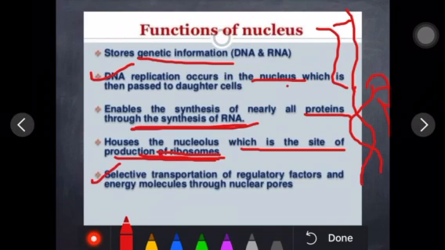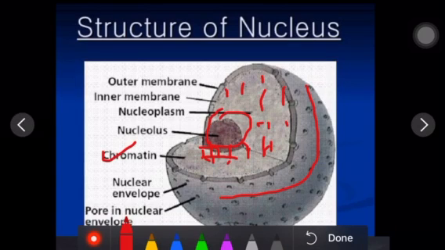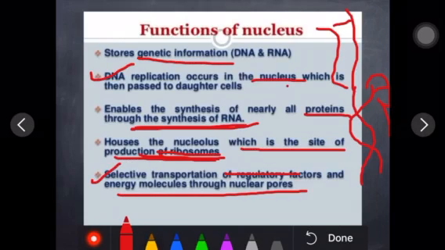Next, the last function we can see is selective transportation of regulatory factors and energy molecules through nuclear pores. As I told you, the nucleus contains nuclear pores, right? So they help in transferring molecules. These molecules can be energy molecules, and they go through with the help of nuclear pores. So these all are functions of the nucleus.